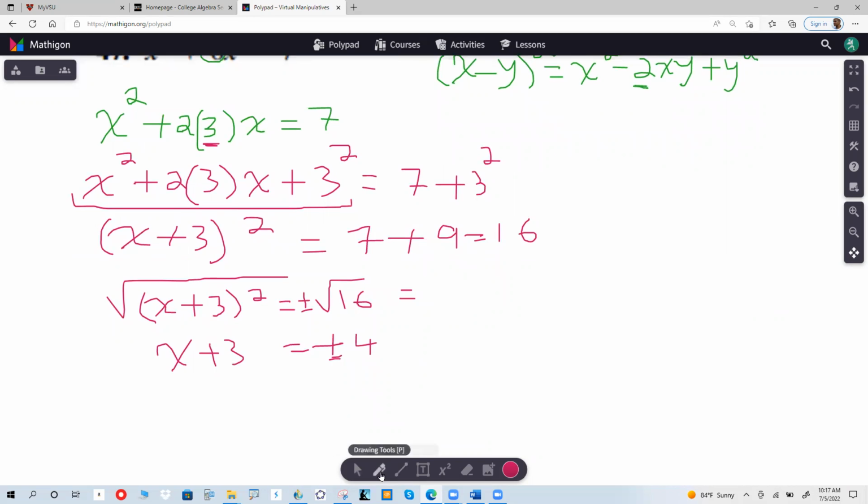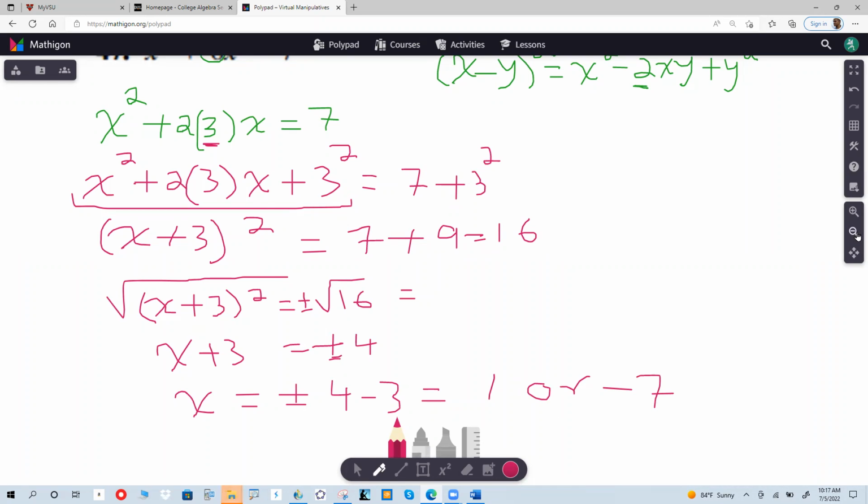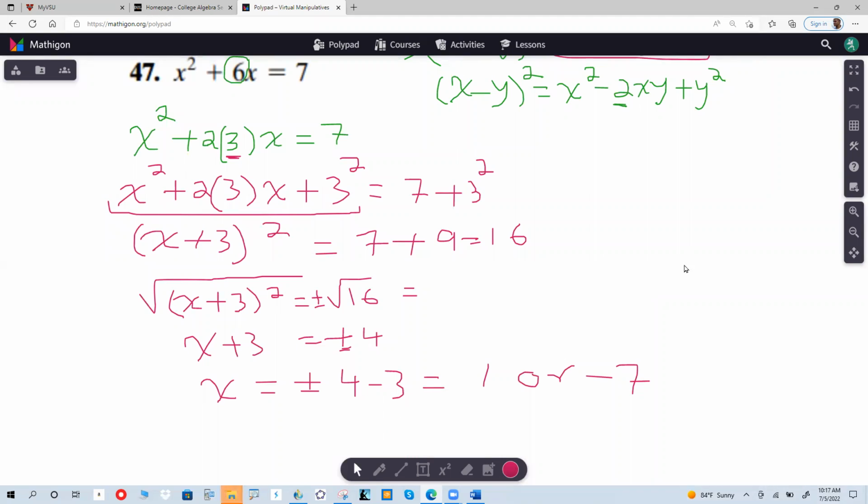So what happens here? It's X. You subtract 3 from both sides. And then you can say it like this. It's either going to be positive 1 or minus 4 and minus 7, minus 3 is negative 7. Now I'm going to check it. I don't think checking for this one is going to be that difficult because the answers are nice.